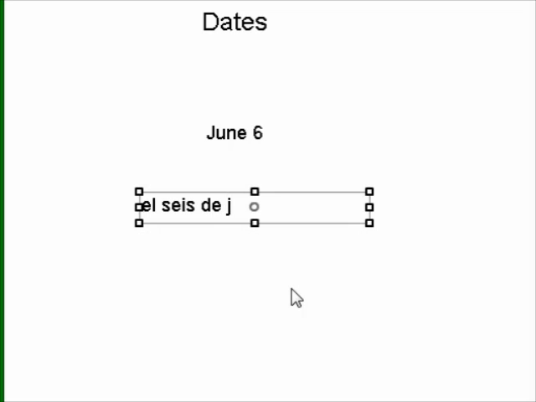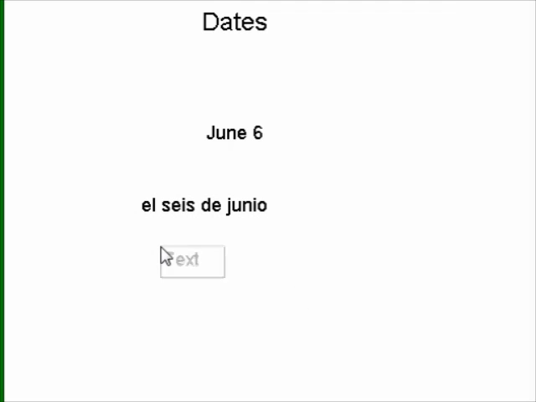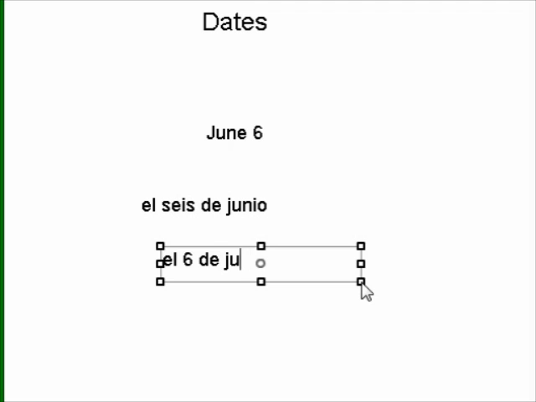In English, we might say June 6th. We write it like this, but we say June 6th. In Spanish, we would say el 6 de junio. Chances are we wouldn't really write it that way. Chances are we would write it el 6 de junio. But for the purposes of learning to say it, we might write out the name of the number.